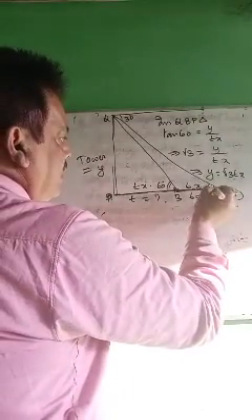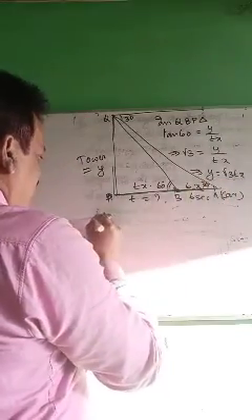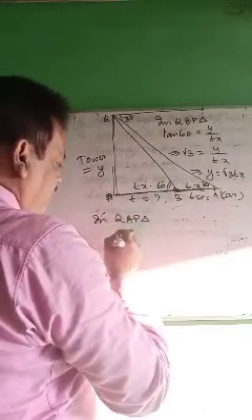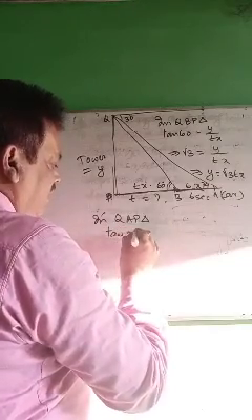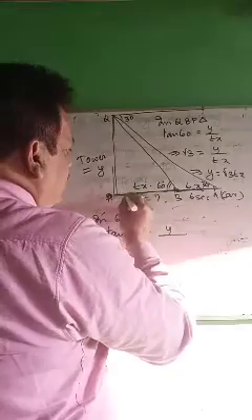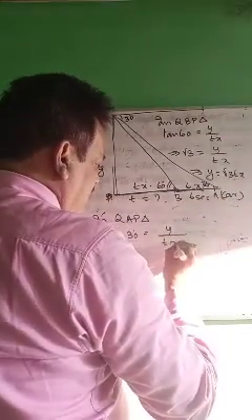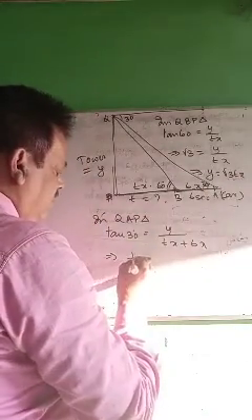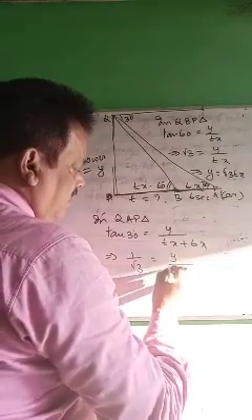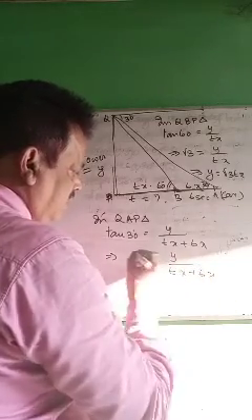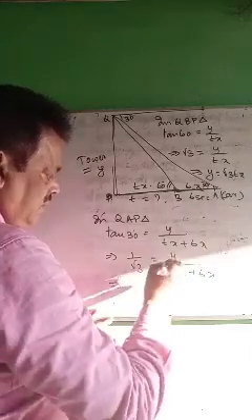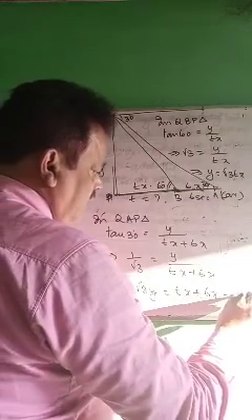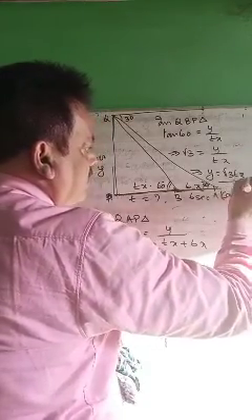Now come back to the 30-degree angle. In QAP triangle, tan 30 degree, y by tx plus 6x. This plus this. So 1 upon root 3 equals y by tx plus 6x. Cross multiplication. This is root 3 y equals tx plus 6x. This is equation number 2. This is your equation number 1.